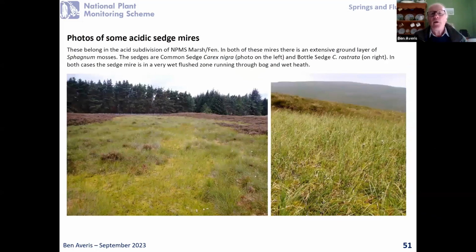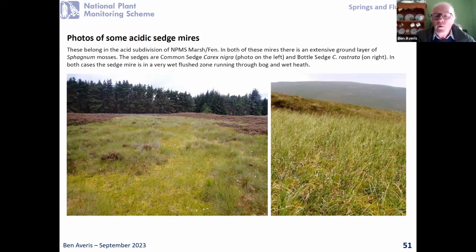And then some photos of some flushes, again, starting with acid ones. So these are flushes that have sphagnum moss growing in extensive carpets beneath sedges. The sedge on the left is common sedge, Carex nigra, and the one on the right is bottle sedge, it's a bit bigger. As you can see, it looks more lush. And they're both very much acid flushes that are very common in the hills.